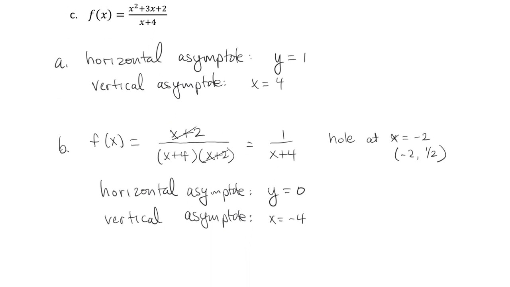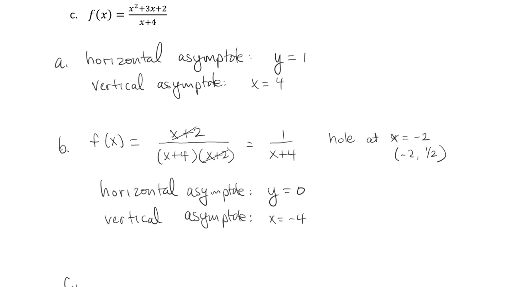Now part C, we have a difference now. The numerator has a higher degree than the denominator. So there's no horizontal asymptote. If the numerator has a higher degree than the denominator, remember there's no horizontal asymptote.